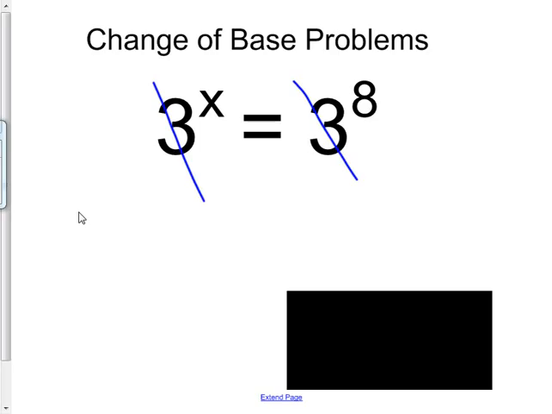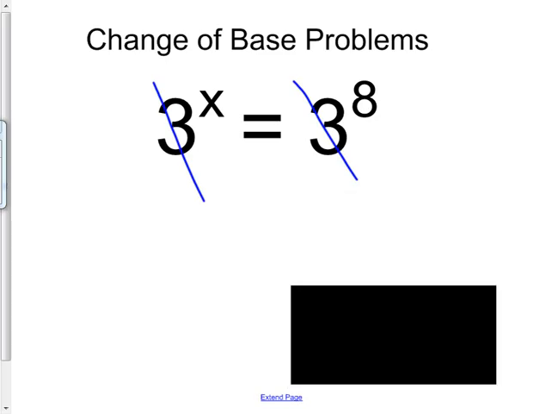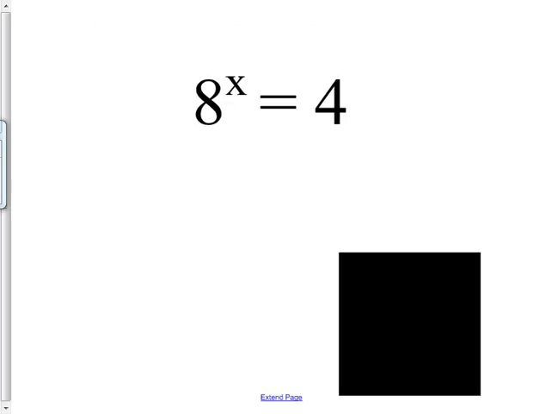Okay, so change of base. If the base is the same, we can just cancel them. So then x would be 8. It's that simple. So we want to get the bases the same. So go to this slide.